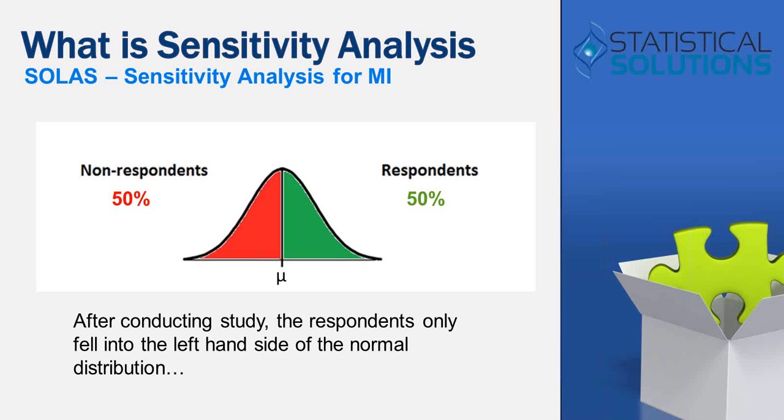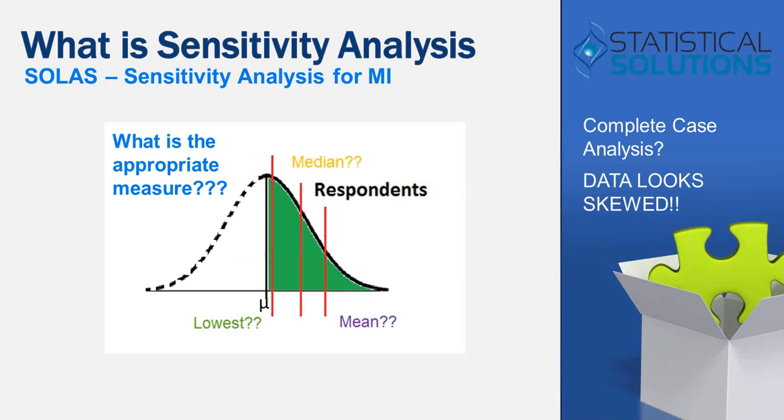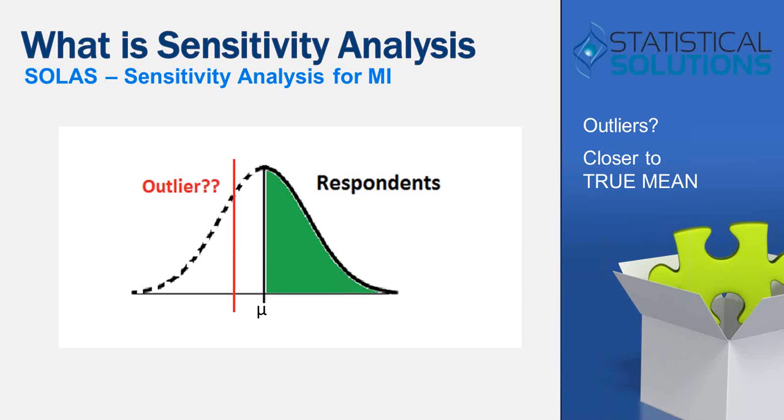Now the data looks skewed, so you have to use the appropriate analysis methods for this. But what the actual population looks like is a normal distribution. So what appropriate measure do you use? Do you use means, medians, or do you take the lowest value? And in this case, if you took the lowest value, that would be closer to the actual population mean of this parameter. So if you use complete case analysis, the data looks skewed from that point of view, and you're going to be using certain methods that would actually be not appropriate for investigating the overall population.